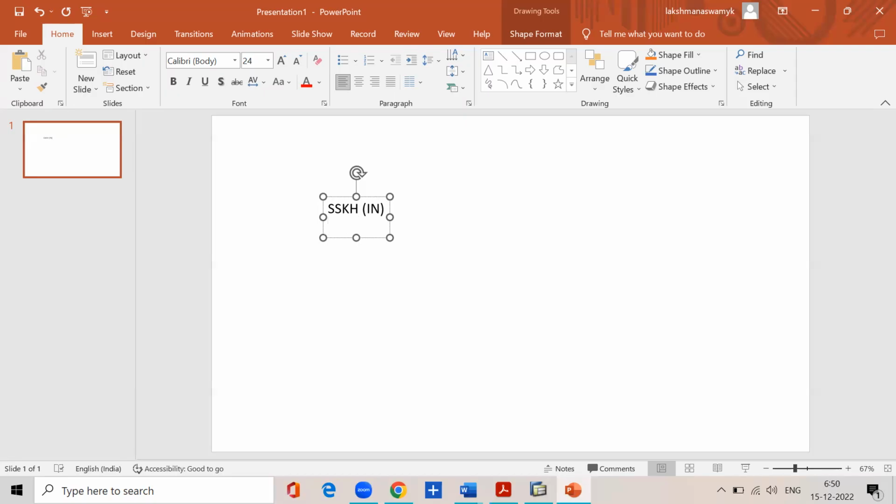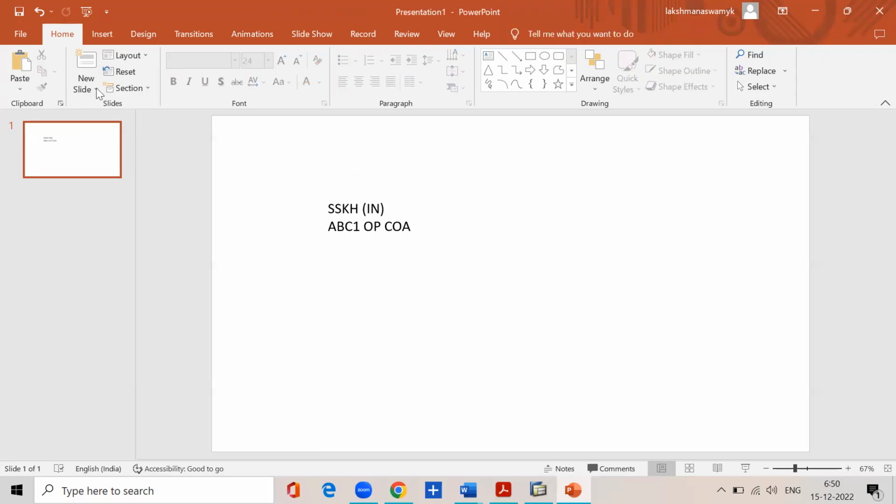For that operational chart of accounts, you have to give one name. Let us say ABC1. This is called the operational chart of accounts for the company code SSKH. So COA means chart of accounts, right? Till now this is clear.